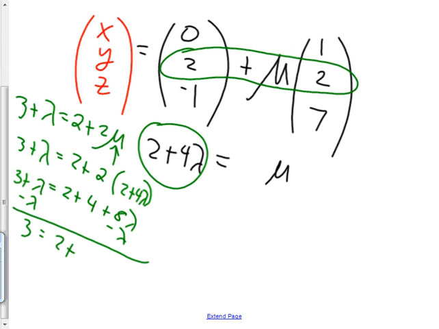3 equals 2 plus 4. Well, I might as well add those. 2 plus 4 is 6. Plus 8 minus 1 is 7 lambda. And then I'm going to subtract 6 from both sides. So negative 3 equals 7 lambda. So therefore, lambda, all of a sudden I can't draw lambda, is equal to negative 7/3.